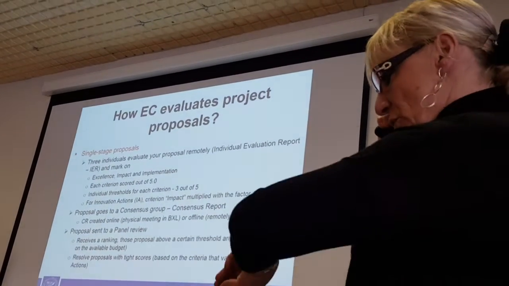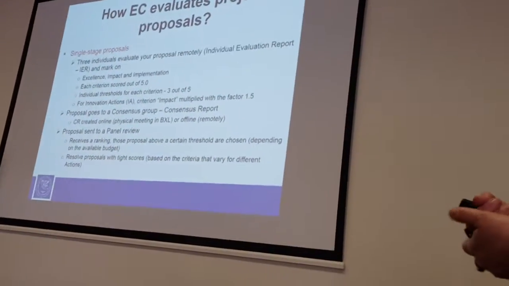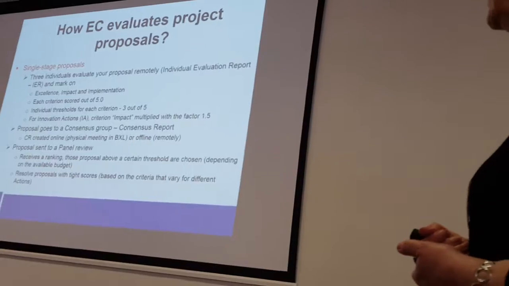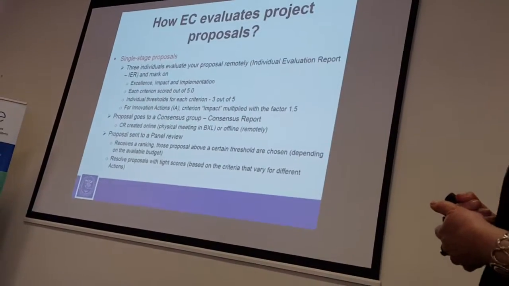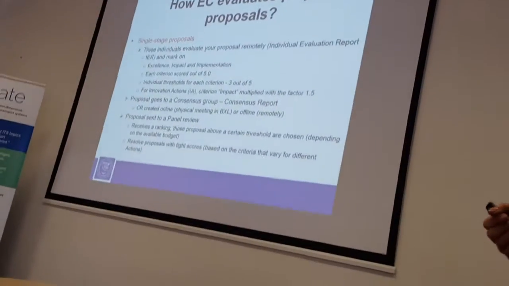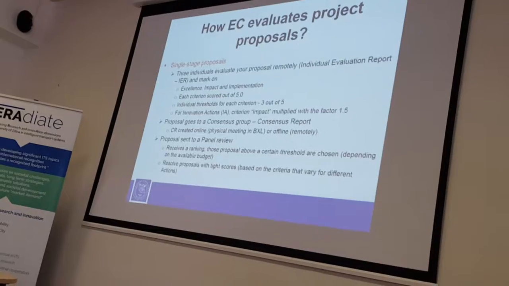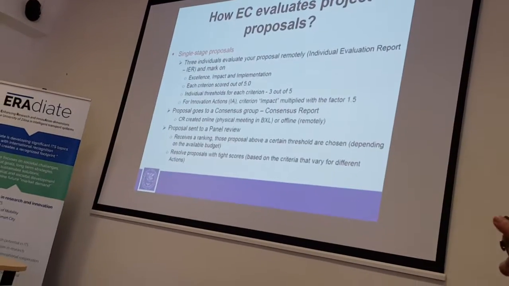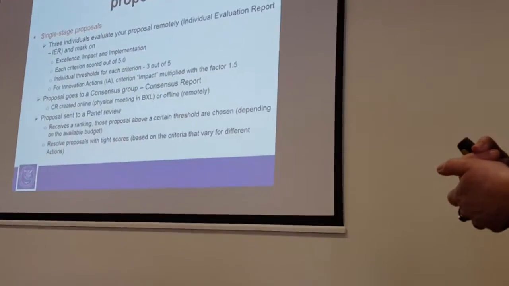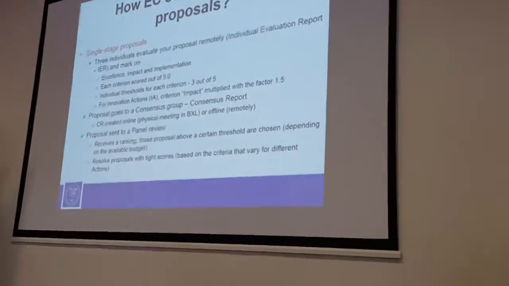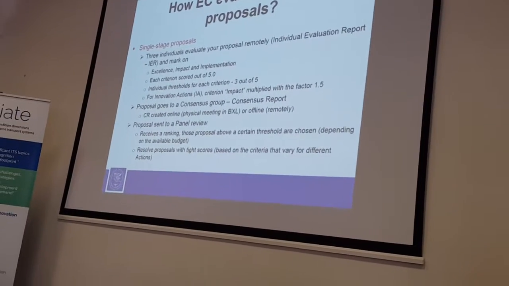So how does the Commission evaluate project proposals? For single stage proposals, there are 3 individuals that evaluate proposals remotely, and they draft an individual evaluation report and put marks on the three criteria: excellence, impact, and implementation. Each criterion is scored out of 5, and there are individual thresholds for each criterion. It's 3 out of 5.